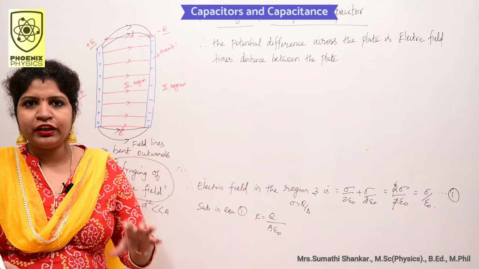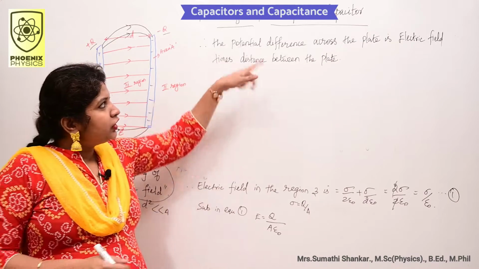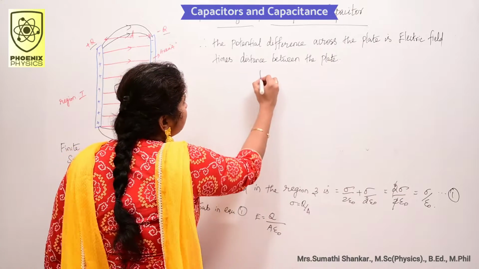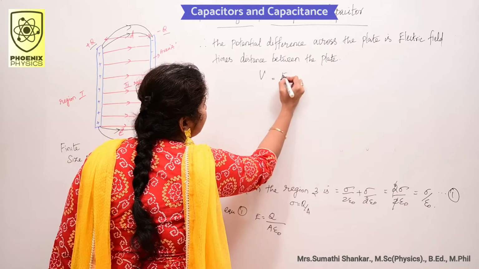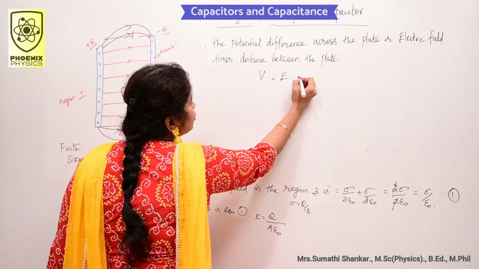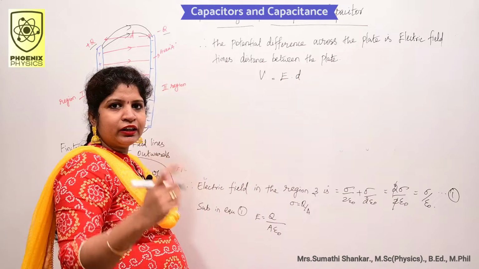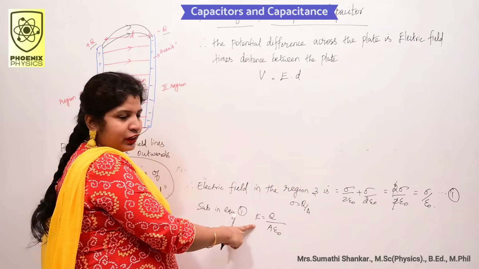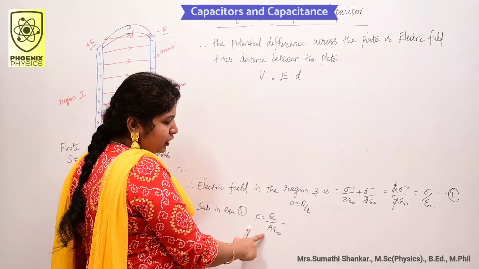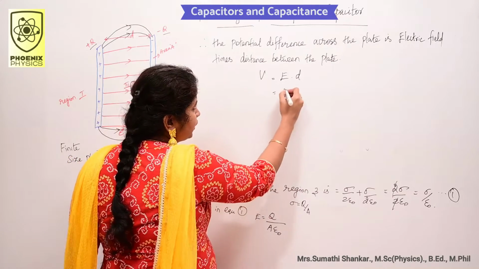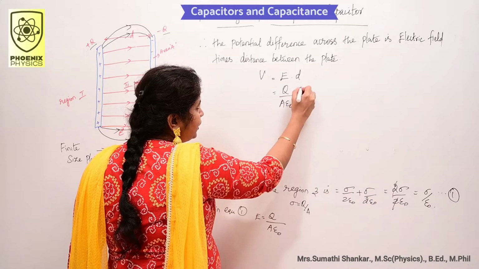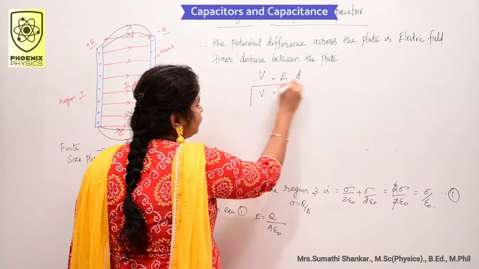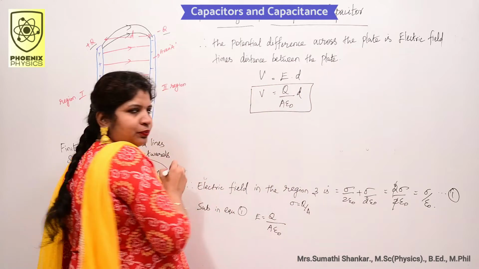For uniform electric field, the potential difference across the plate is equal to electric field times distance between the plate. You know electric field formula. For uniform electric field, E is equal to q by a epsilon naught. Substitute here, q by a epsilon naught times d. This is the potential difference across the plate.